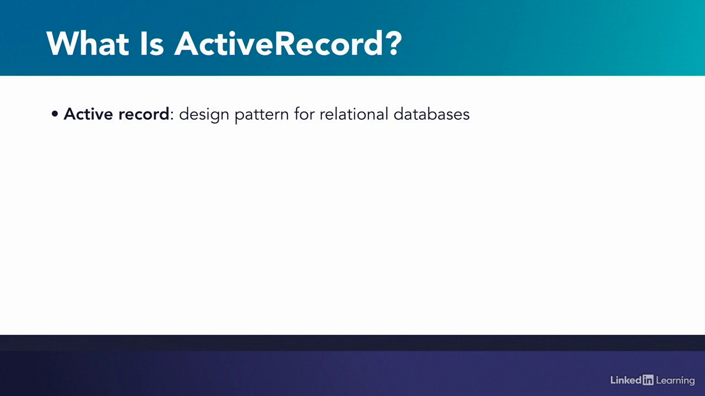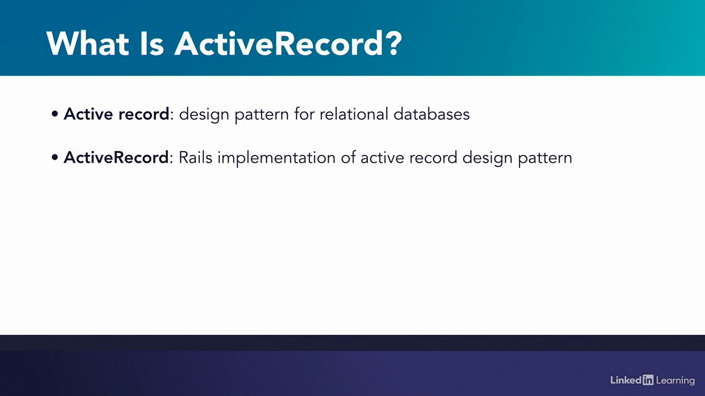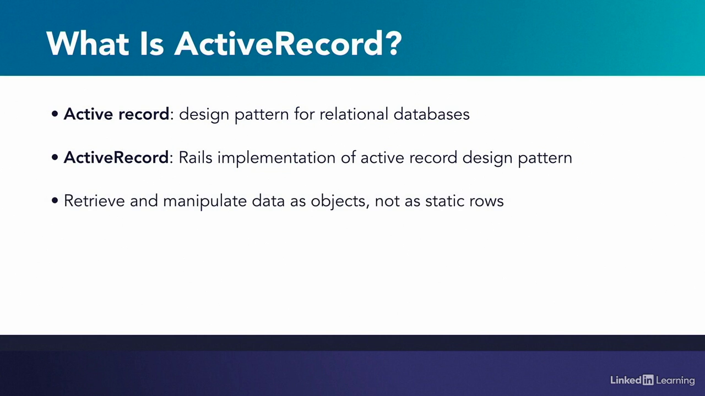When you see active record as two words and all lowercase, it's a design pattern for relational databases, and it's not unique to Ruby on Rails. Other programming languages use the active record design pattern as well. When Ruby on Rails implements that design pattern, we call it ActiveRecord, all run together with a capital A and R. Active record allows us to retrieve and manipulate data from the database as objects, not as static rows. And it's very powerful, especially when paired with the object-oriented programming of Ruby.